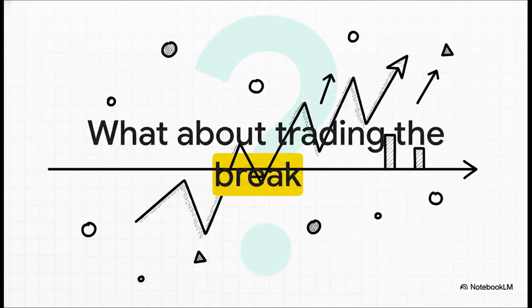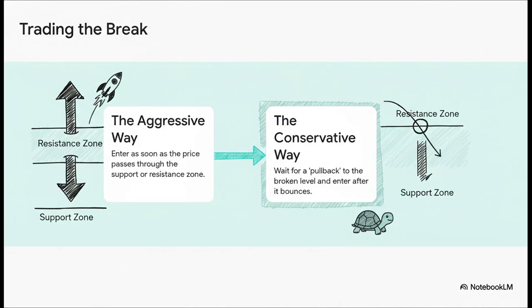Okay, but what if you're convinced that level is about to shatter? What about trading the break? Here, you've got two main styles. There's the aggressive way. You enter the trade the very moment the price slices through that zone. Then there's the conservative way. You patiently wait for the price to pull back to that level it just broke, and you only enter after it confirms that old ceiling new floor trick we talked about.